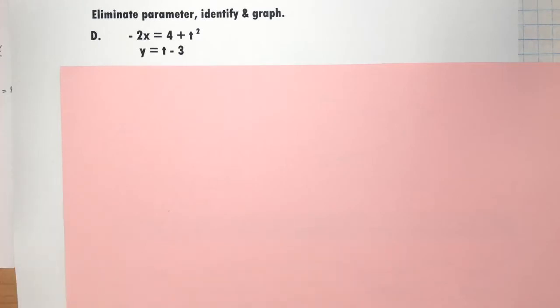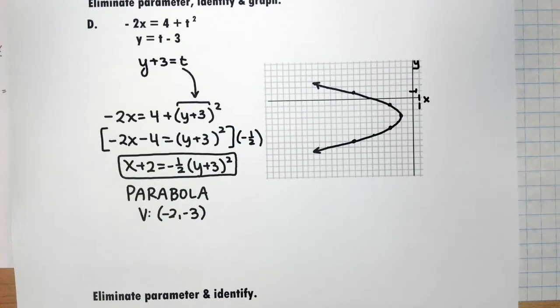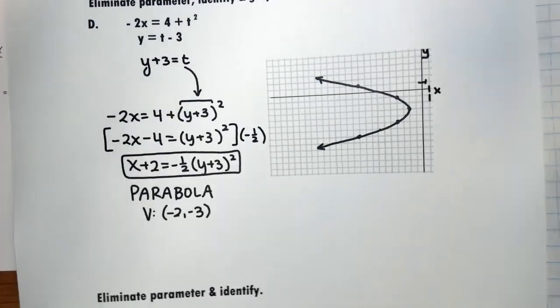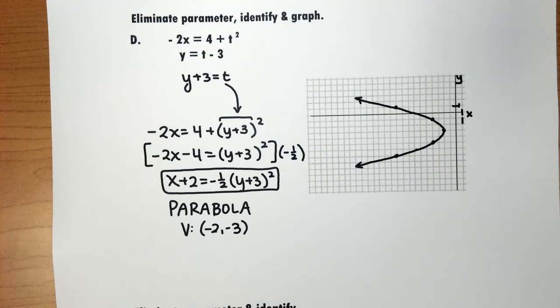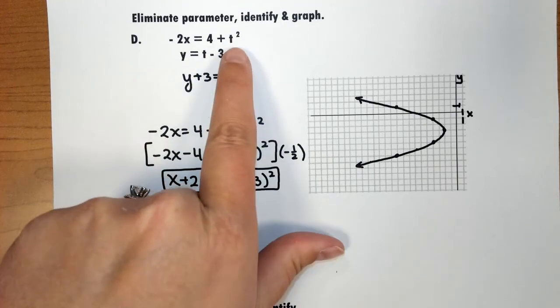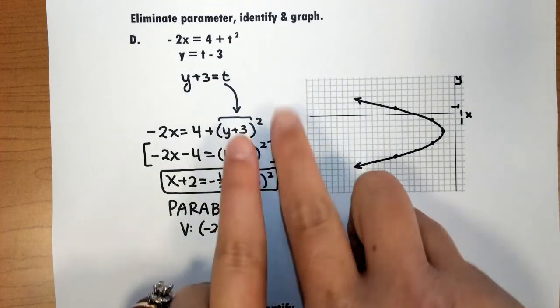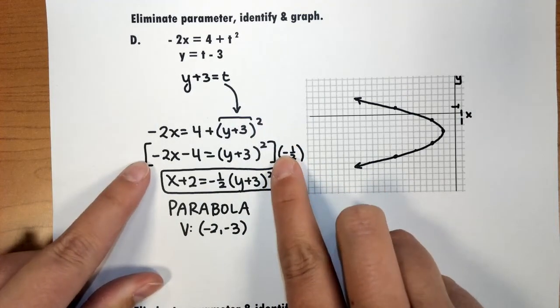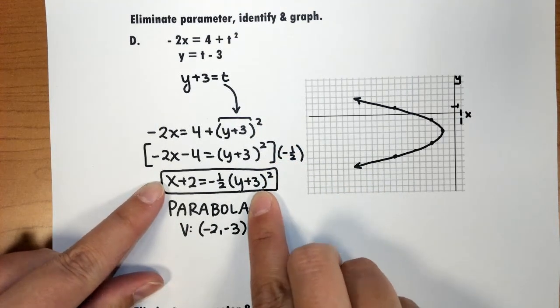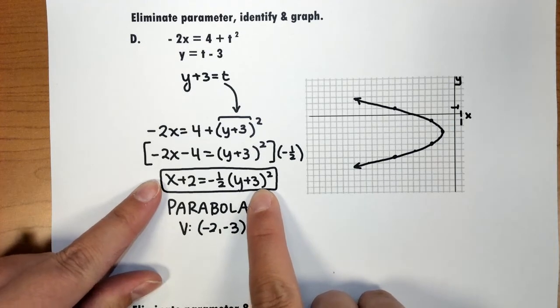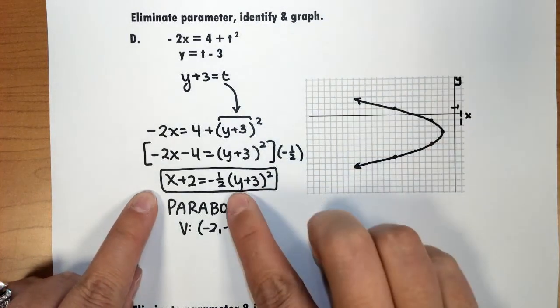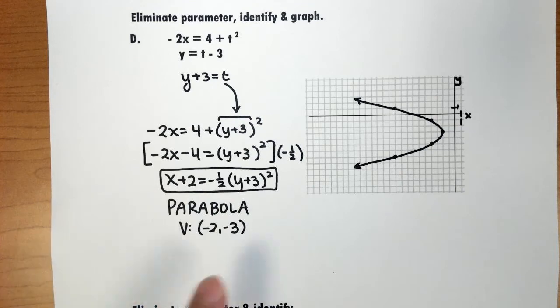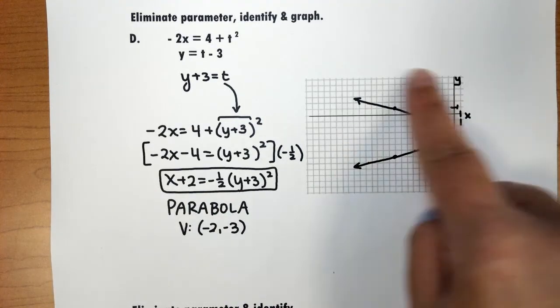Okay. Answer looks like this. I solved for t in the second equation. Replace the value of t in the first equation with what we got, y plus 3. Make sure you FOIL correctly. Do some algebra. And you get this equation. X plus 2 is equal to negative 1/2 y plus 3 squared. You got a parabola that is going to be opening to the left because y is a squared term and it has a negative stretch. Its vertex here is negative 2, negative 3, and this is what the graph looks like.